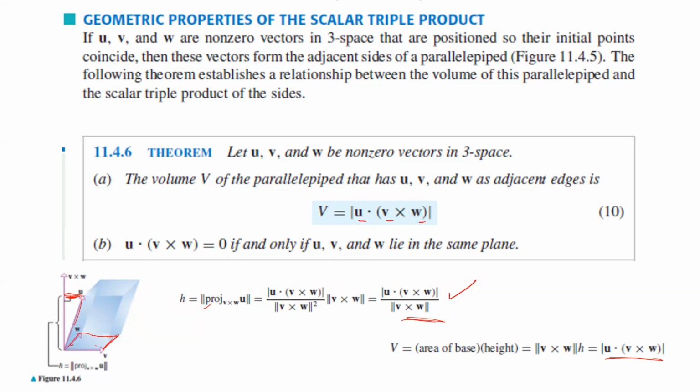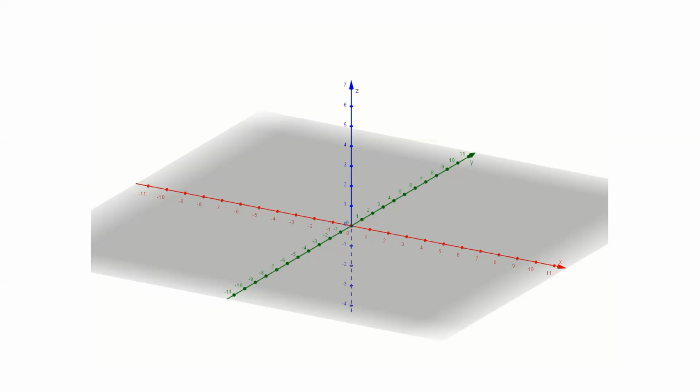So the magnitude of cross product of two vectors represents the area of the parallelogram with both the vectors as adjacent sides of the parallelogram, and similarly scalar triple product represents the volume of the parallelepiped that has u, v, and w as adjacent edges of this parallelepiped. So let's have a look at the visual display.